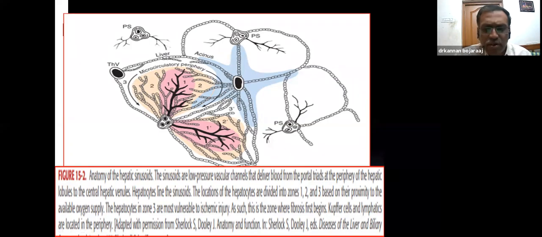That is the thing you have to remember. So zones 1, 2, and 3: zone 1 is rich in blood supply, zone 3 is very low in oxygen supply, and zone 2 is intermediate. That is the importance of hepatic blood flow. Any alteration in blood flow during surgery or any other procedure, you should be very, very careful.